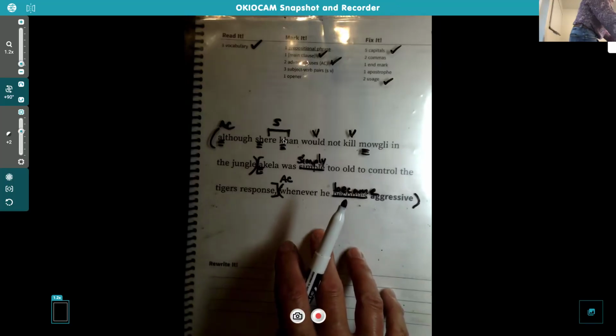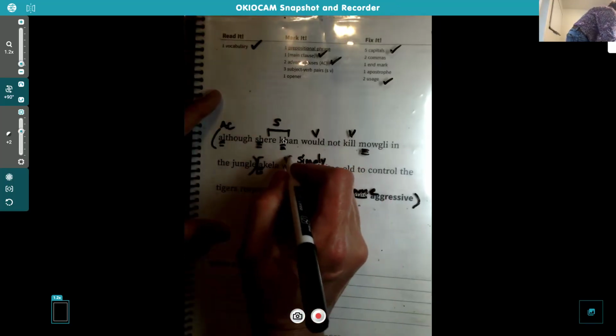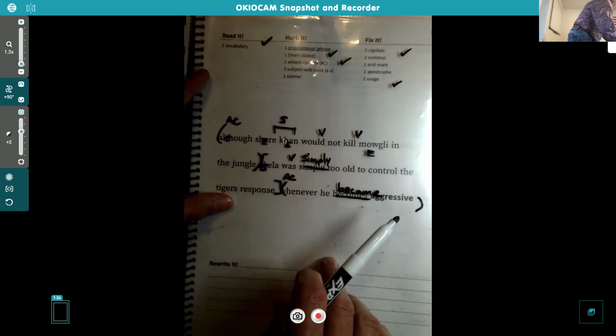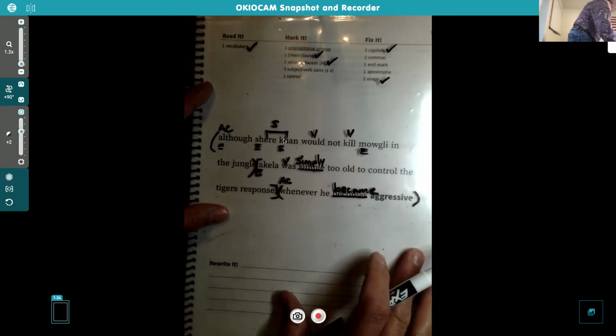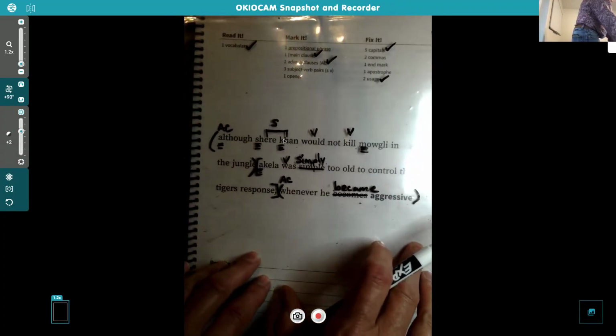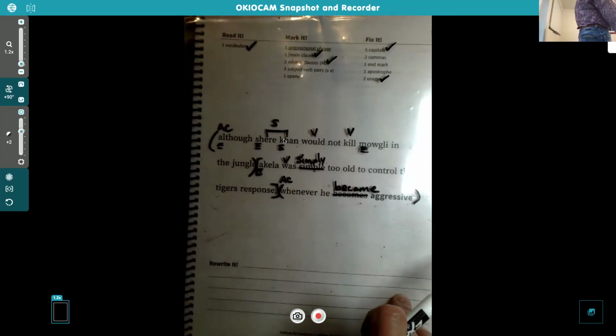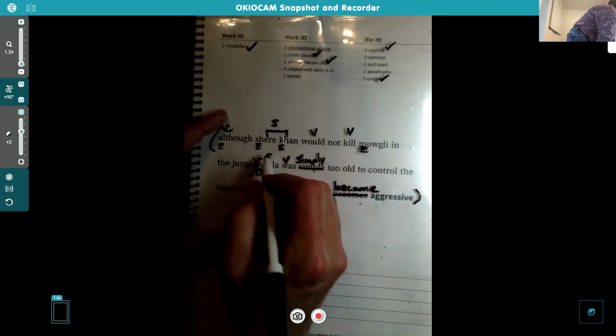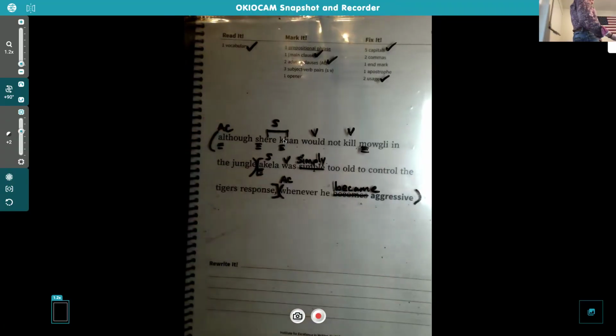It's actually going to be a linking verb. Yes, was. That's it. That's supposed to be an adjective, isn't it? Or an adverb, simply. Yes, that's an adverb, but we're not labeling those. Who was simply too old? Control. There you go. So that's the subject. And then back to you, Wyatt.